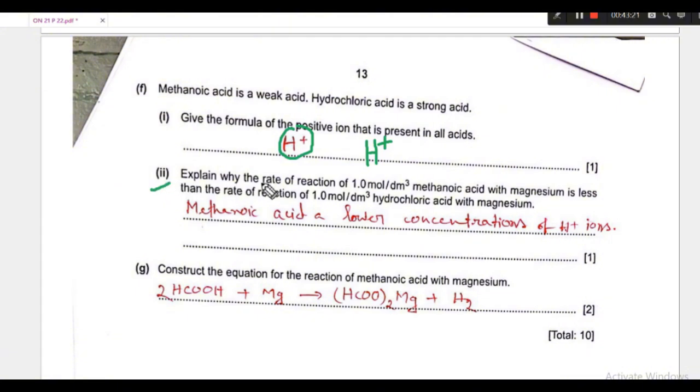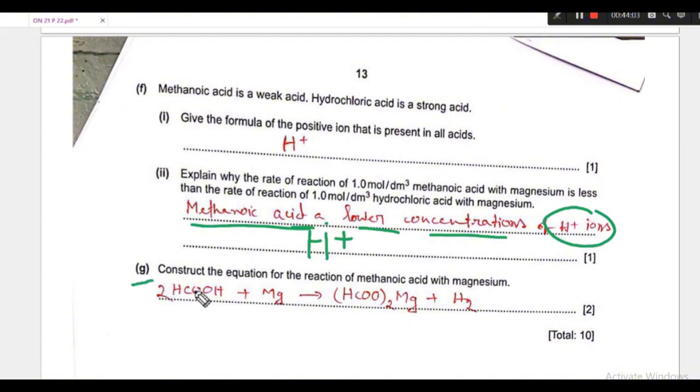Now number 2, explain why the rate of reaction of 1 mole per dm cube methanoic acid with magnesium is less than the rate of reaction of 1 mole per dm cube hydrochloric acid with magnesium. Because methanoic acid is a weak acid, so it will produce less hydrogen ion. So methanoic acid has a lower concentration of hydrogen ion because methanoic acid ionizes partially. That's why the rate of reaction will be less.